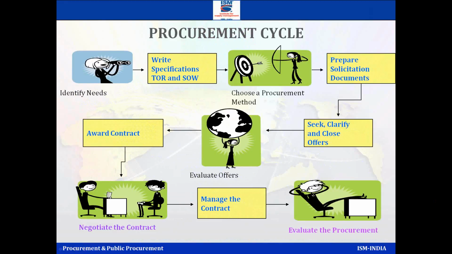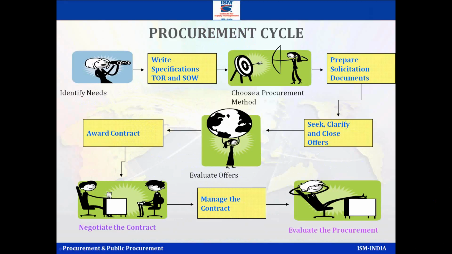You got the offers. Now you want to get clarity on whether they have understood you correctly or not. You want to seek and clarify. You evaluate them. Evaluations can be done with some set procedures. And then the person who is giving you the best value for money, it could be based on score, could be based on price, could be a combination of two. You award the contract.